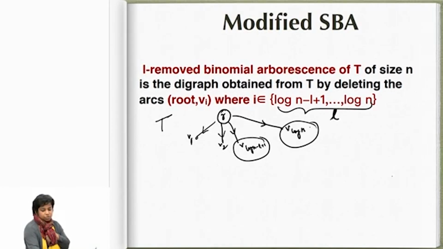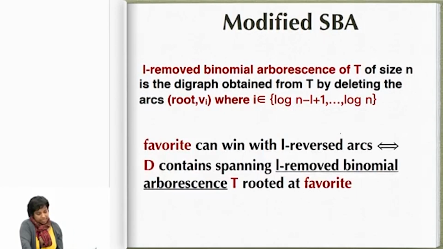Close attention should be paid to the fact that I remove the last L subtrees. I remove those edges, not any L of the edges. Interestingly, it turns out that the favorite can actually win with L reversed arcs if and only if this win-loss graph actually contains an SBA which is L removed and of course rooted at the favorite.